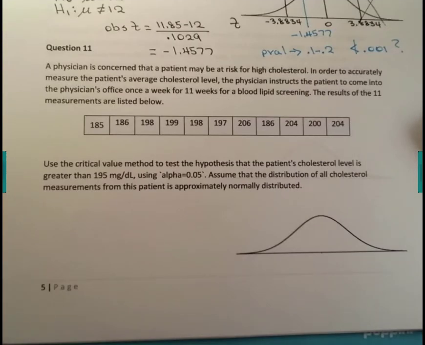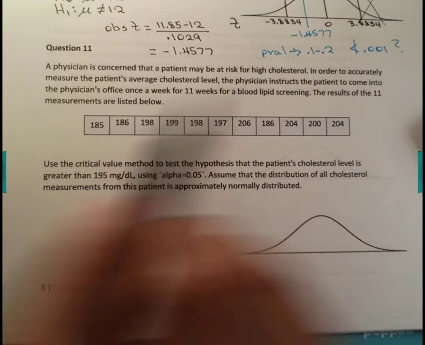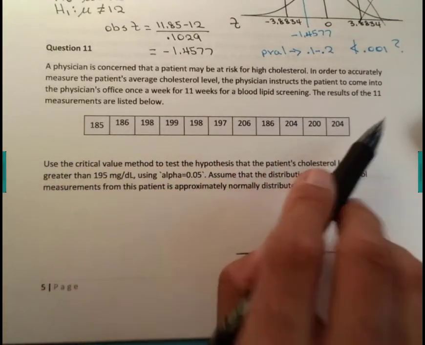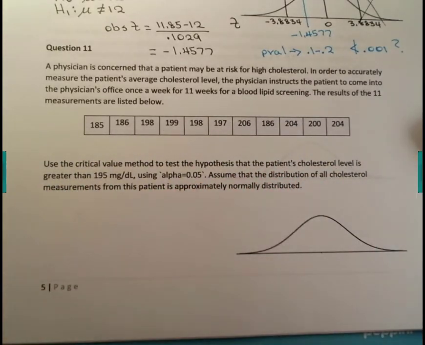Question 11 says that there's a physician that wants to see if his patient is at risk for high cholesterol, and so he's going to check his cholesterol level once a week for 11 weeks, and then he gives us the actual test results. Now, you don't have to worry about whether you have sample data or population data because this is the sample he took, right? He took samples of the blood lipid screening for 11 weeks, and that's the sample data.